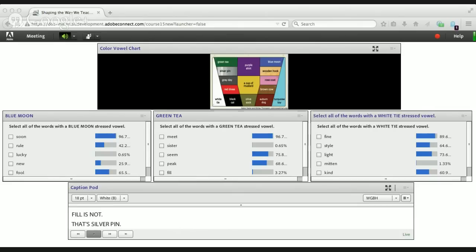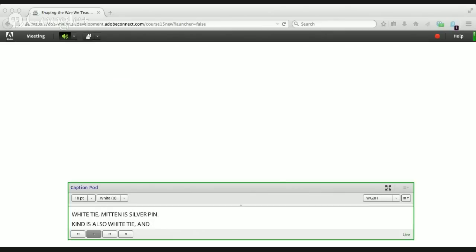Okay, and let's go to the last poll. Final practice on this is white tie. That's the color and that's the sound, I. Fine, perfect. Style, exactly. White tie, style. Light, I, absolutely. White tie, right? So notice that all three of these are spelled differently, but they're all white tie. And then we have mitten, absolutely not white tie. Mitten is silver pin. Kind is also white tie. And right is also white tie. So good. That's what you can do with your students.